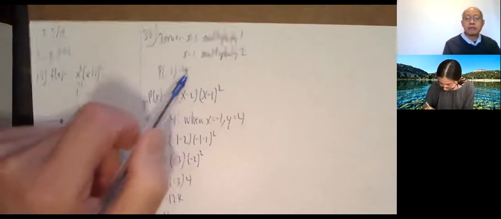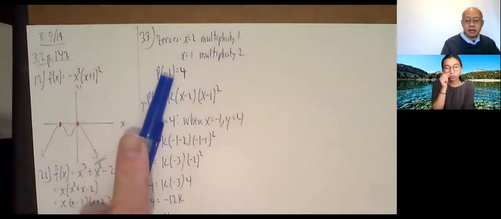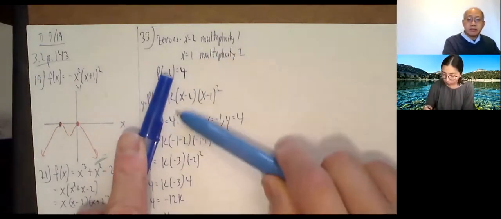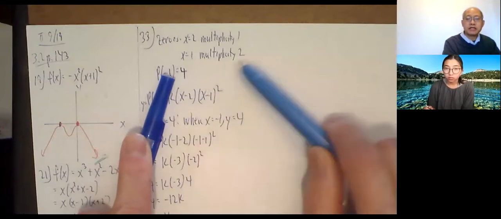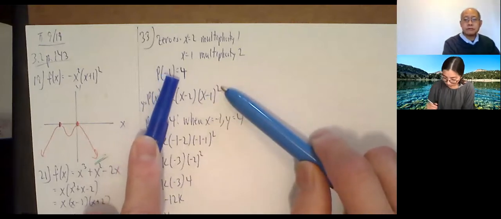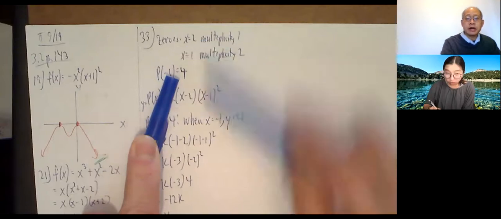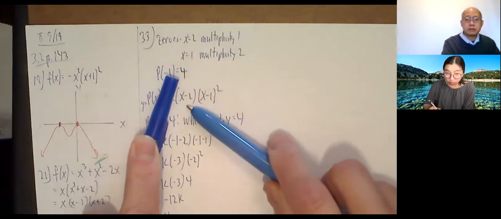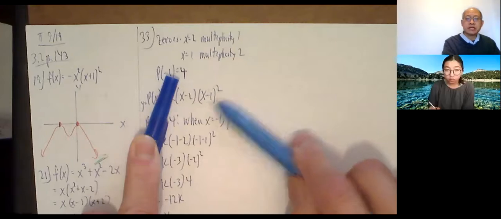All right, so how do I build my polynomial? Temporarily ignore the k. X equals 2, multiplicity 1 means you have a factor of x minus 2. The multiplicity of 2 means you're going to have x minus 1 squared. One more time: x equals 2 is a 0, that means the factor is x minus 2. X equals 1 is a 0 of multiplicity 2 means x minus 1 squared.